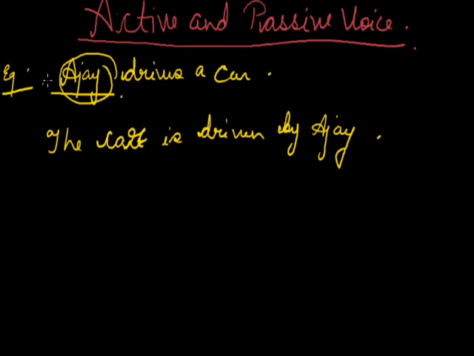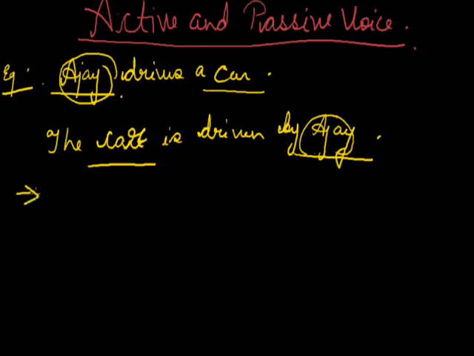Here, Ajay is in the subject position in the active, and car is in the subject position in the passive. In the active, car is in the object position, and in passive, Ajay is in the object position. But if we read the sentence, the car is driven by Ajay, Ajay is still the doer of the action, because it makes us understand that actually Ajay is driving a car. So if the doer is in the object position, then the sentence is passive. If the doer is in the subject position, then it is an active sentence.